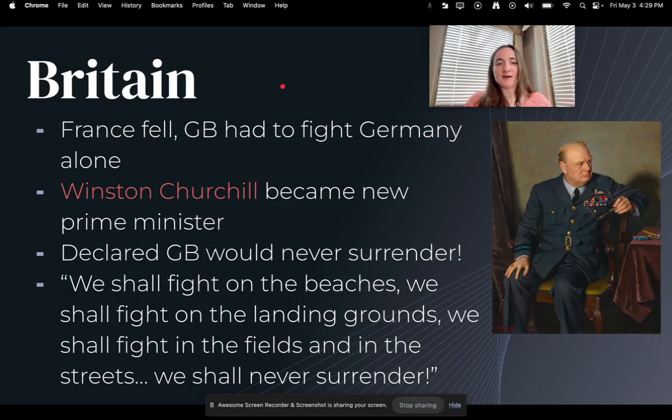Since France fell, Great Britain had to fight Germany all by themselves. Winston Churchill, who's this dude right here, becomes the new prime minister. He declared Great Britain would never surrender. So this is him in his own words. He says, "We shall fight on the beaches. We shall fight on the landing grounds. We shall fight in the fields and in the streets. We shall never surrender."